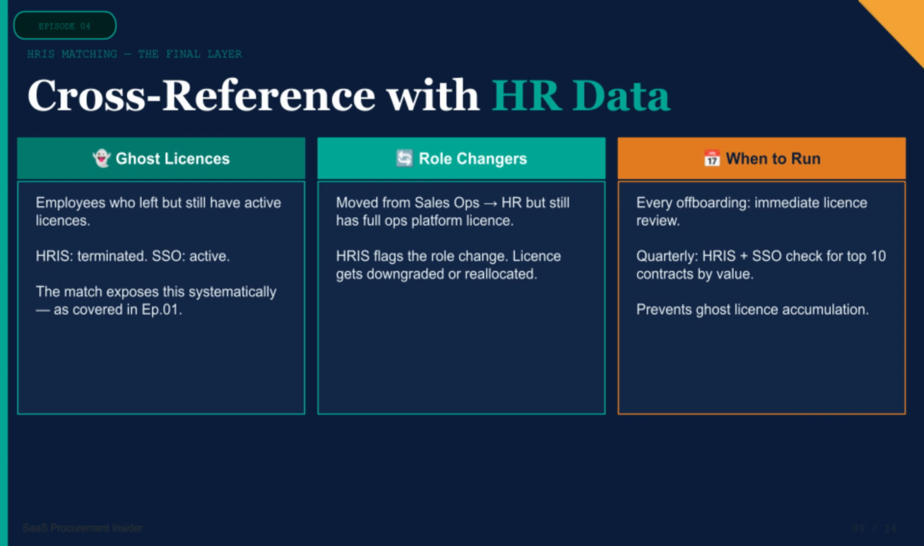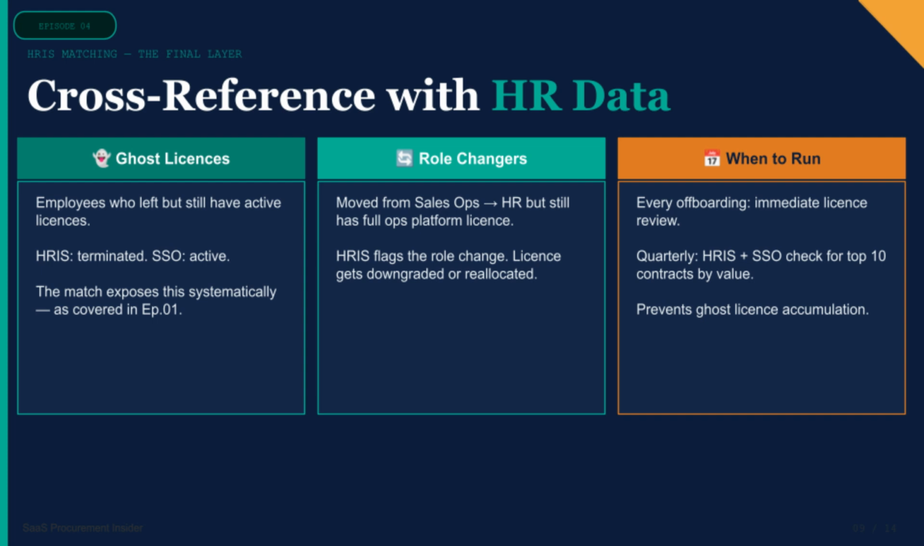Second, employees who have changed roles internally and no longer need the same access level. A person who moved from sales operations to HR may still have a full operations platform license. The HRIS match flags this automatically. Run this match quarterly. The combination of HRIS data and SSO usage data is the most powerful tool you have for keeping your license portfolio clean between formal audits.